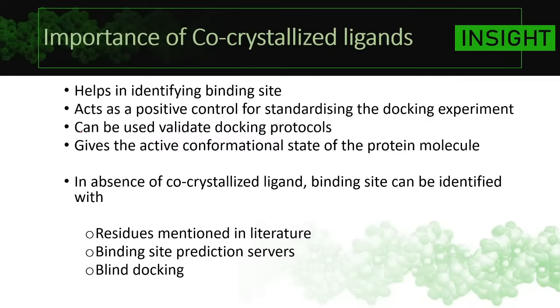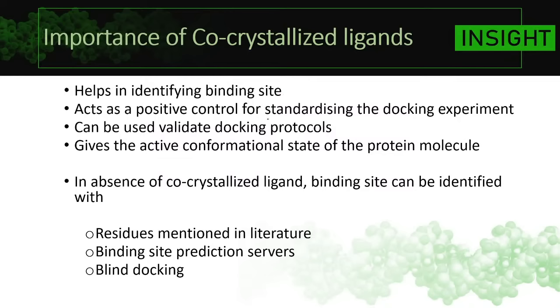Now, many times when you download the protein, it comes along with an already bound ligand. That in fact is the most preferred case, because you're taking the protein which is already bound to some kind of ligand, could be a drug, an inhibitor or something else. These ligands are called co-crystallized ligands. Of course, while docking, we are going to remove them, but before we remove them, they can help us a great deal in setting up our experiments. These co-crystallized ligands can help us in identifying the binding site, because they are already bound there. They can act as a kind of positive control for standardizing our experiment.